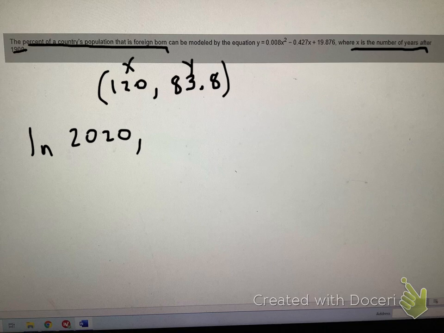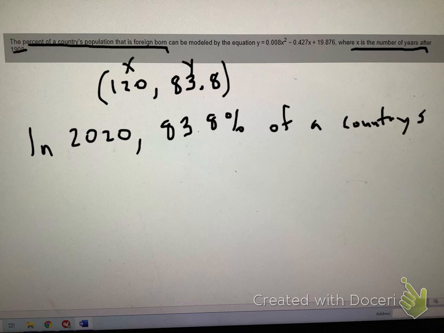So I would just say, in 2020, 83.8% of a country's population is foreign born.